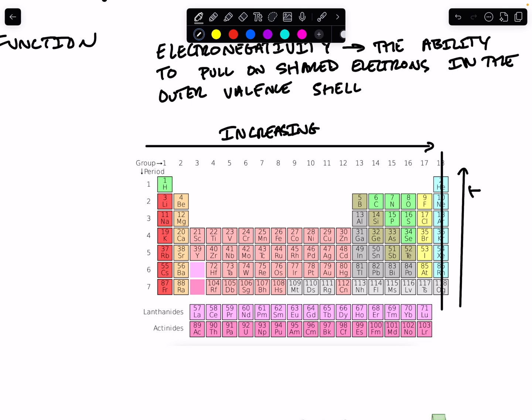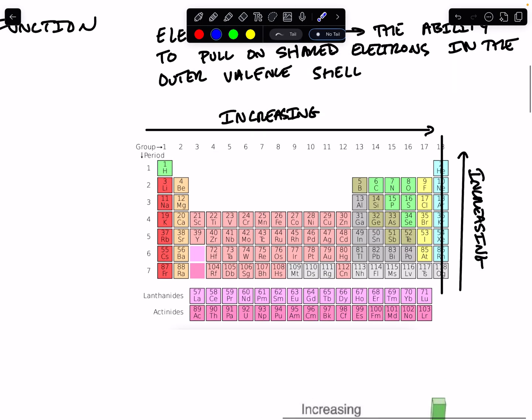So it's increasing in this direction as well. And you might think that doesn't make very much sense, because down here, I don't even know what this element is, but it has 85 protons. Why is electronegativity increasing as I move up a group?